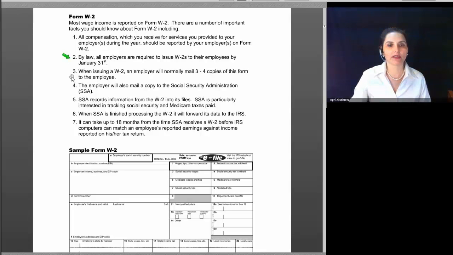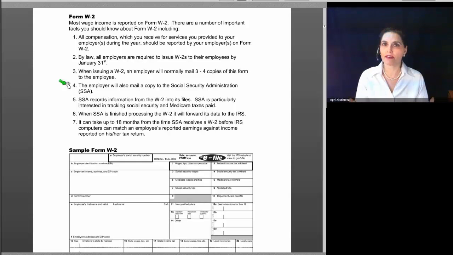Number 3, when issuing a W-2, an employer does normally mail 3 to 4 copies of the form to the employee, but increasingly I am seeing situations where employers are telling employees that they need to go to their employee account and download the W-2. The employer also submits a copy of the W-2 to the Social Security Administration, and that submission typically happens sometime either by the end of February or the end of March. It just depends on whether they're filing paper or electronically, and they're allowed extra time when they go electronically.